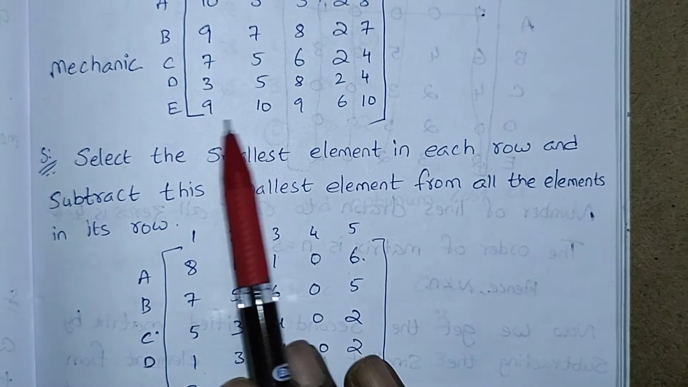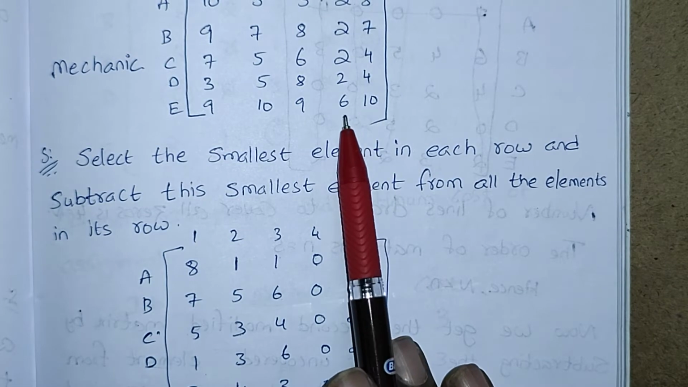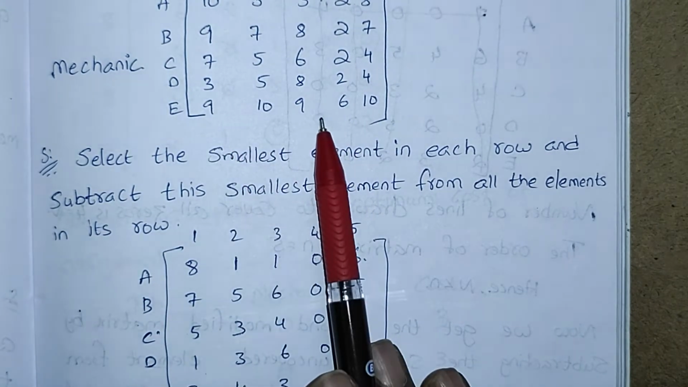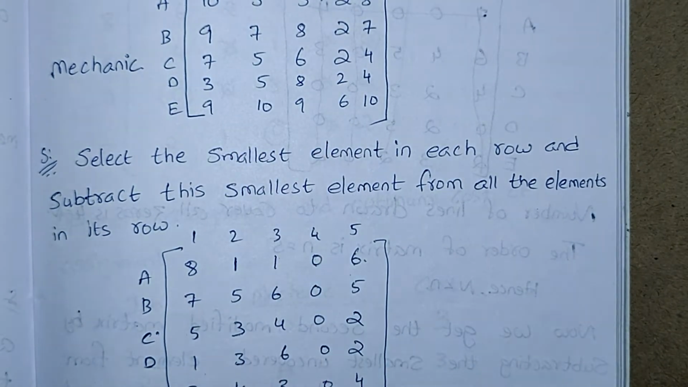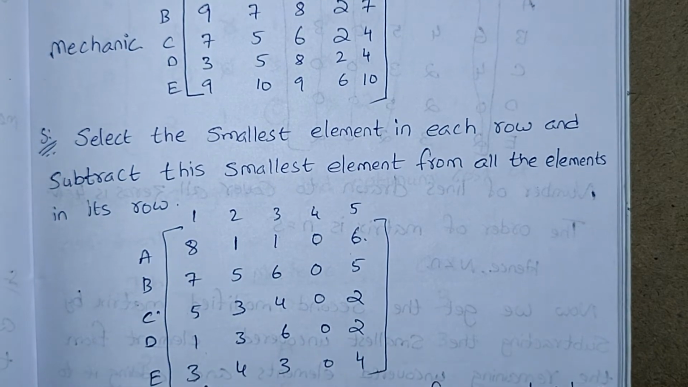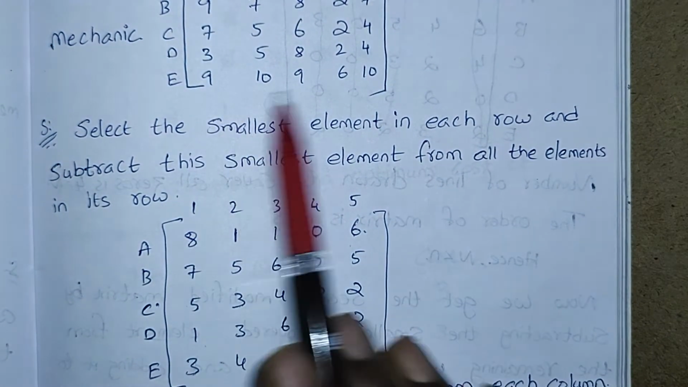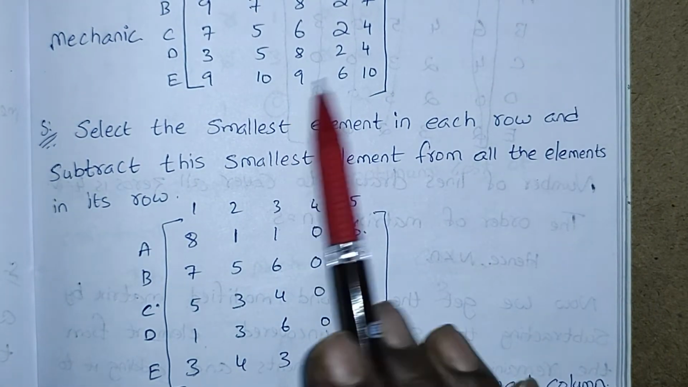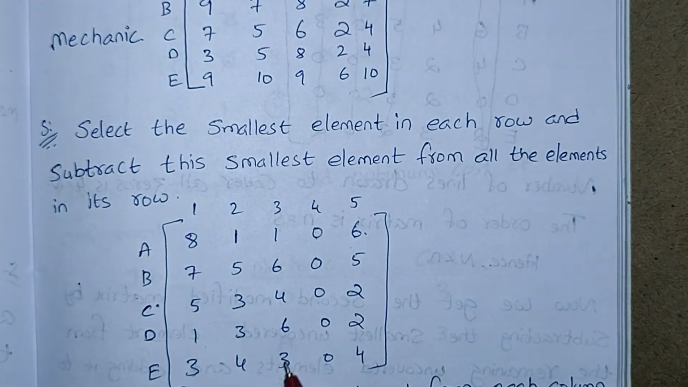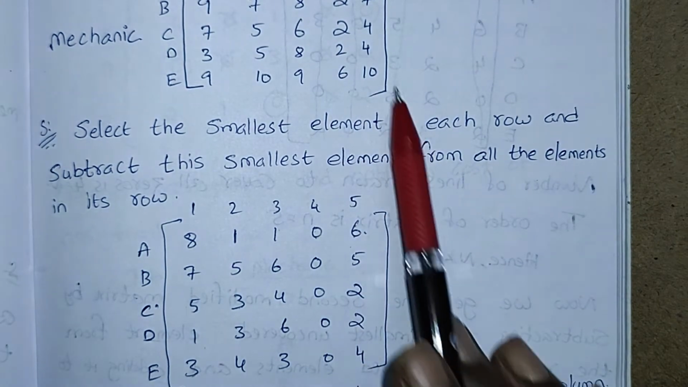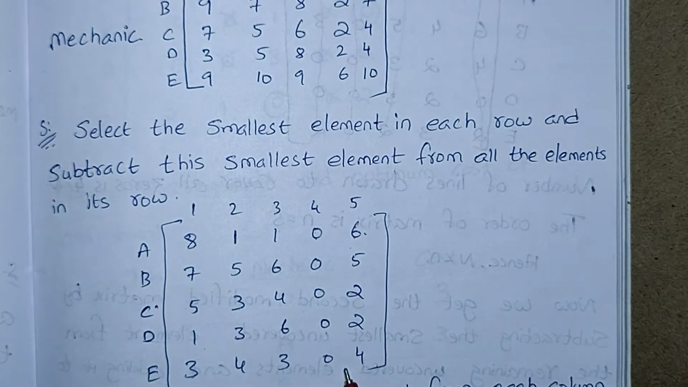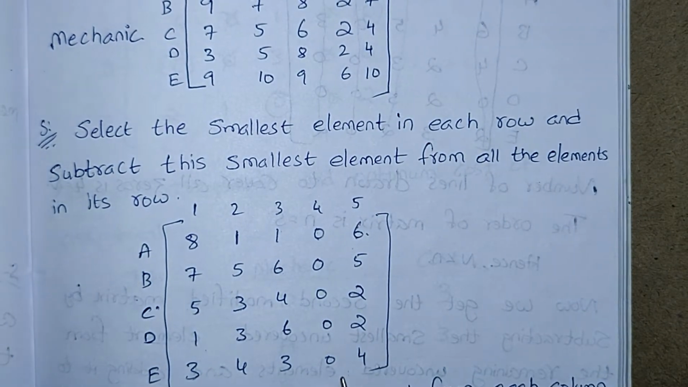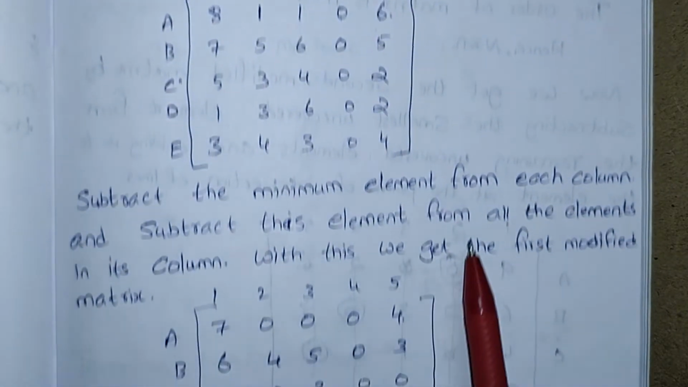In the last row, 6 is the smallest, so 9 minus 6 is 3, 10 minus 6 is 4, 9 minus 6 is 3, 6 minus 6 is 0, and 10 minus 6 is 4. We have minimized the rows. Now we'll go for the columns.